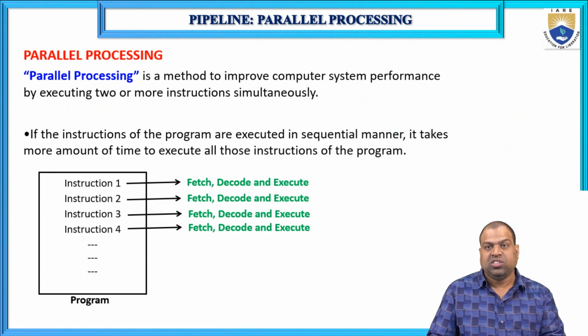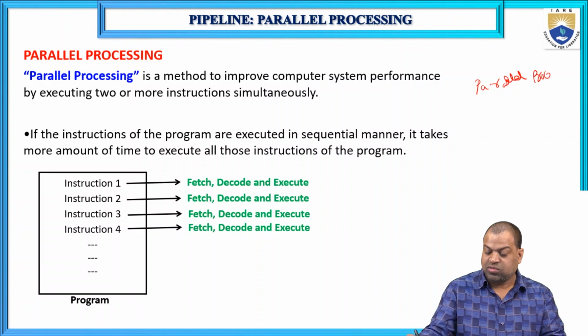Parallel processing is a method to improve computer system performance by executing two or more instructions simultaneously. If the instructions of the program are executed in a sequential manner, it takes more time to execute all those instructions of the program. So it is parallel processing.